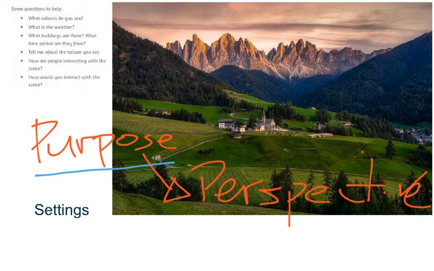Other things we can talk about are what nature you're seeing. Obviously, we see some trees, some fields. We can tell by the fact that these fields look like there's nothing growing that it's probably early in the spring. Maybe the seeds have been planted and they're just starting to bud.